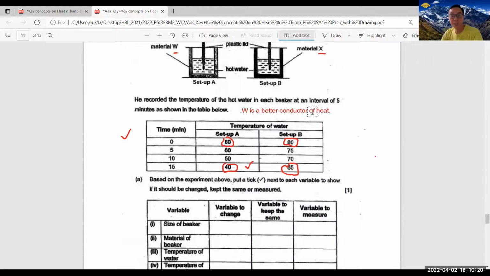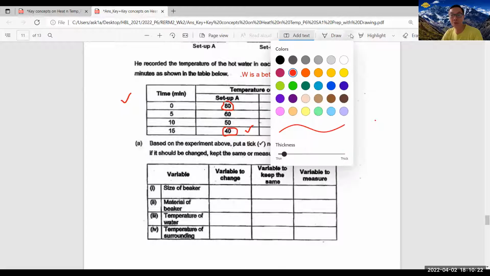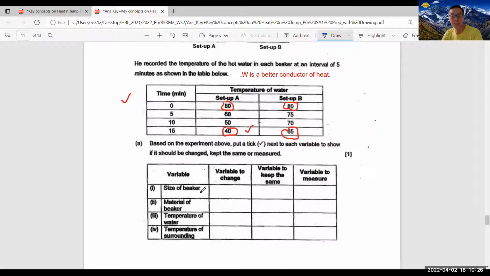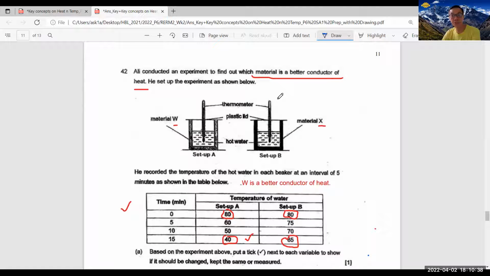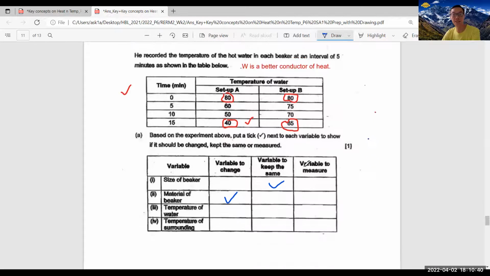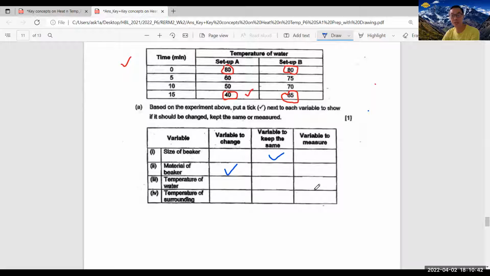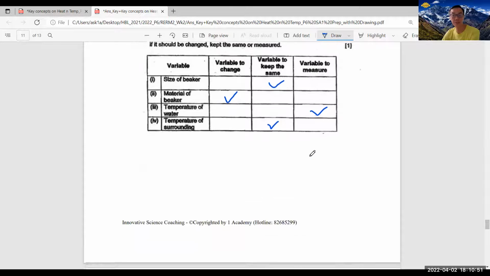Since we are measuring the temperature in this experiment, you similarly indicate this: size of beaker, you must keep the same. Material of beaker, you change. Temperature of water, you must keep the same. Okay, temperature of water is actually what you measure, right? It's not keep the same. Temperature of water, you measure, variable to measure. So you should take here. Temperature of surrounding should be kept the same. So you should get this 4 tick in these columns.